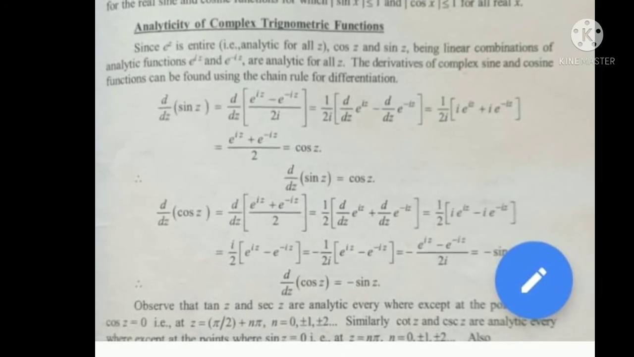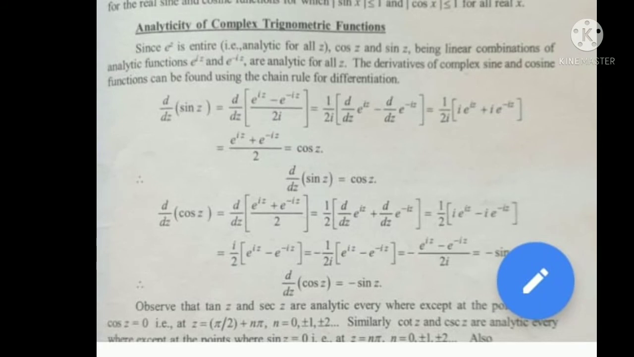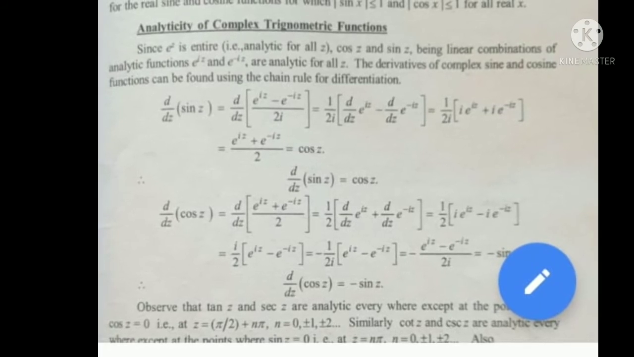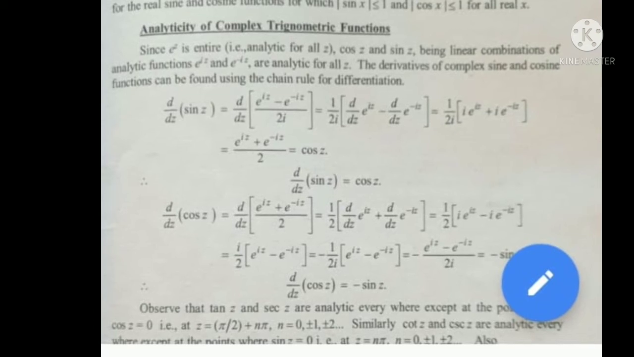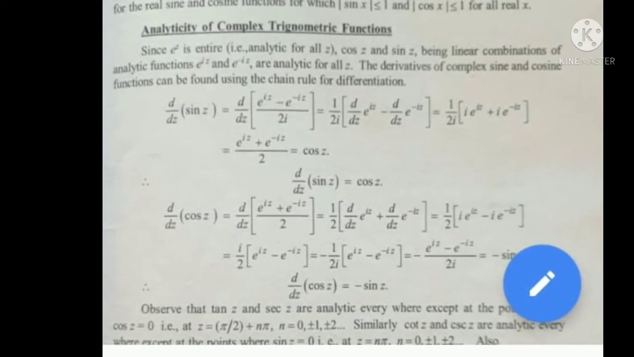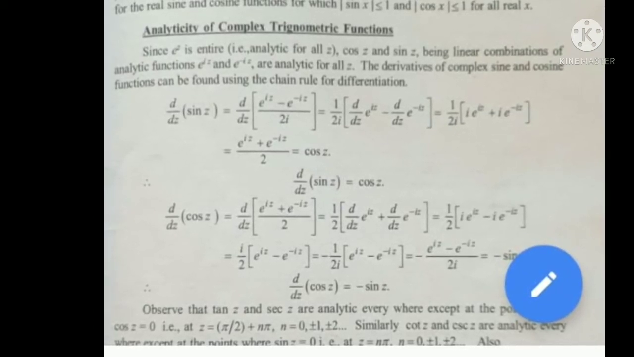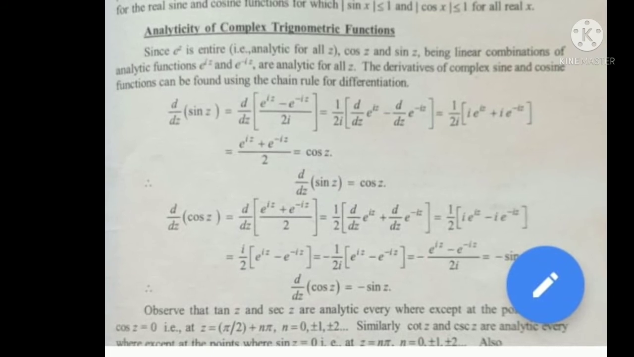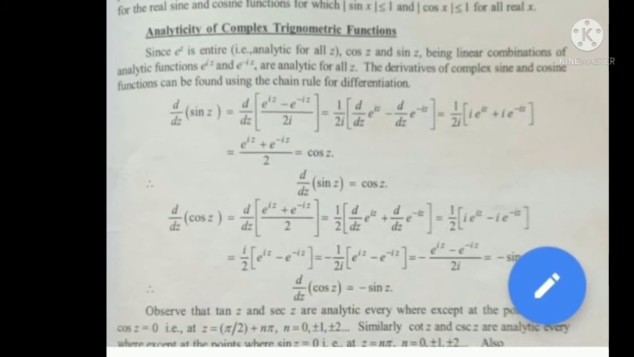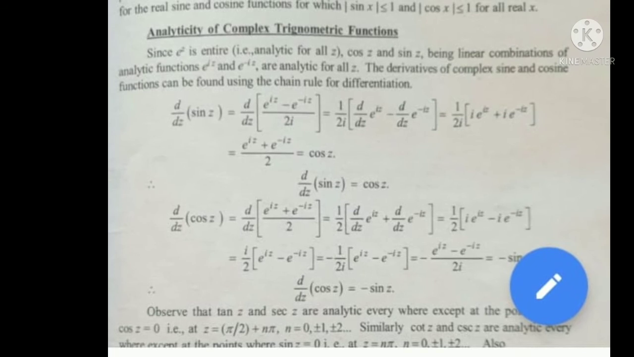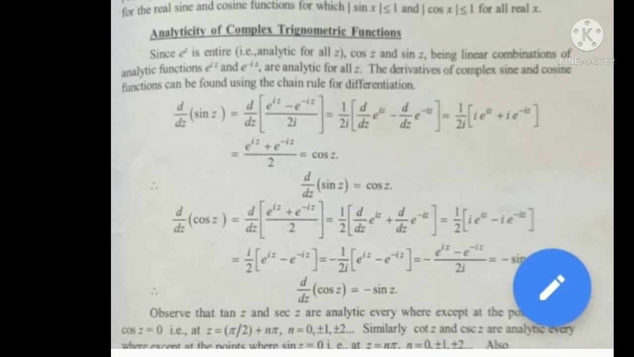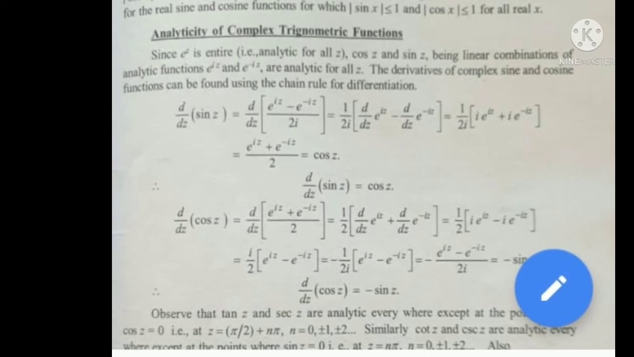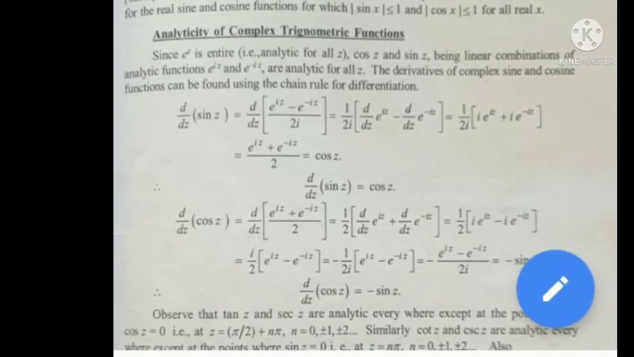Then the derivative of the complex sine and cosine functions can be found using the chain rule of differentiation. So d by dz of sin z: we know that sin z equals e raised to iz minus e raised to minus iz divided by 2i. So d by dz of sin z equals d by dz of e raised to iz minus e raised to minus iz divided by 2i.